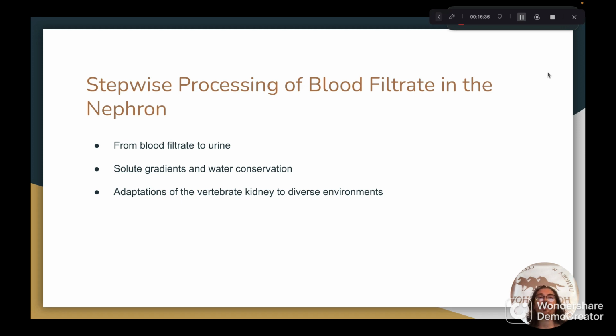Filtrate passing into the proximal tubule from Bowman's capsule has a large volume and about the same osmolarity as blood. The filtrate experiences a loss of water and salt at the same time, so its volume decreases while its osmolarity remains about the same. Filtrate then passes into the descending limb of the loop of Henle, where it becomes more and more concentrated.